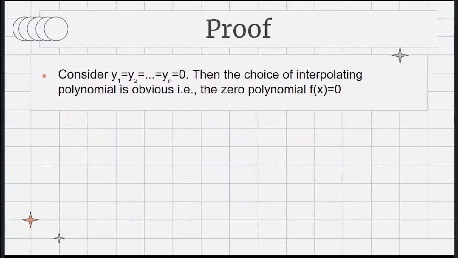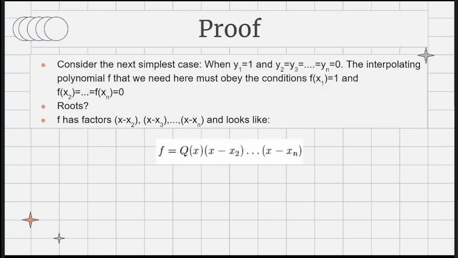And Manogna will take you through the proof now. So going on with the proof, first we'll take the most basic case, that is considering all y coordinates, y1, y2, so on up to yn, to be 0. Then it is obvious that the polynomial will be the 0 polynomial. Going on to the next general case, where we consider one of the points to be 1 and all other points to be 0. Here we are considering y1 to be 1, that is f of x1 should be 1 and f of x2 to f of xn will be zeros.